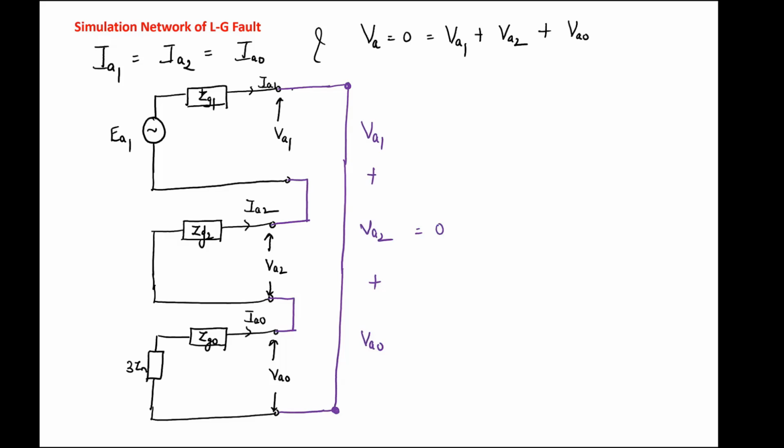Now you see all the currents. What is the current flowing here? IA1. This current is IA2. This current is IA0. So the same current is flowing. So unless IA1 is equal to IA2 is equal to IA0, this connection is not possible, because in a series circuit the same current will flow. So both the conditions are satisfied.